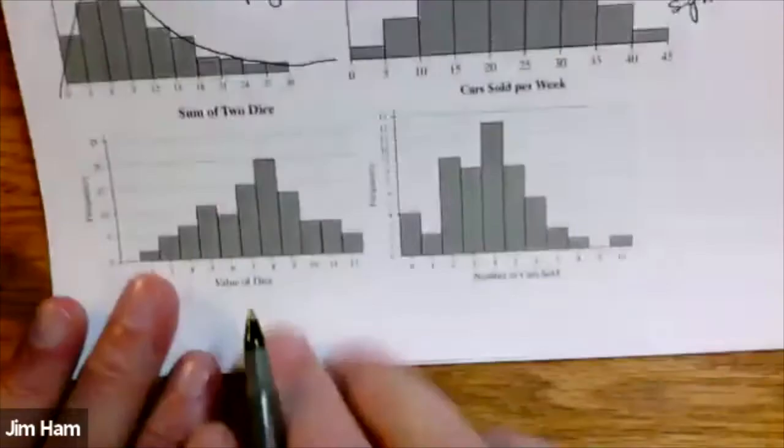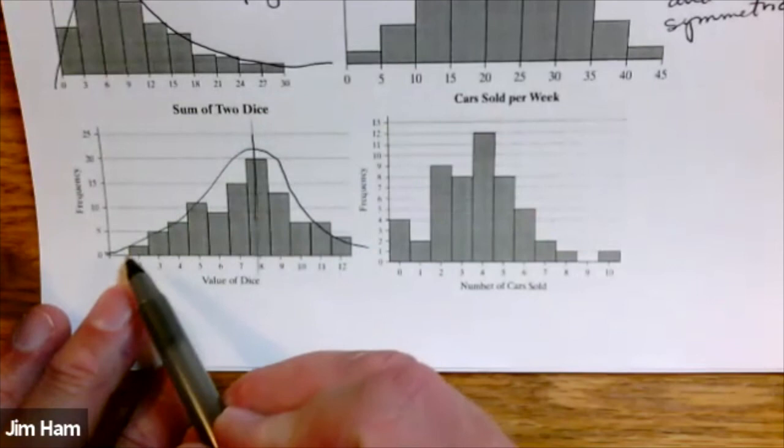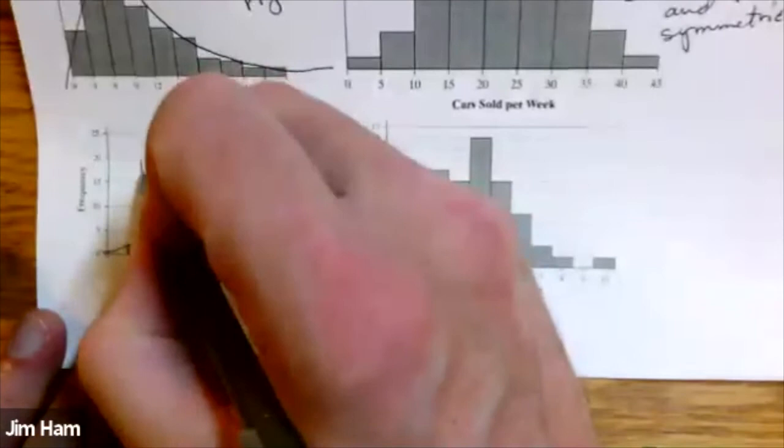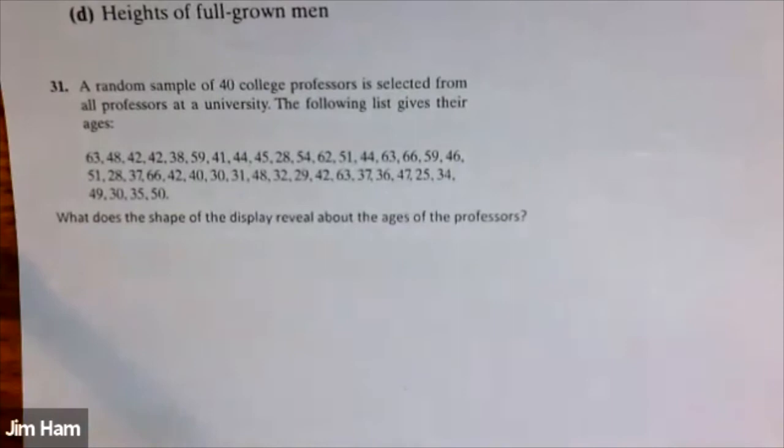Now what about this one here? Kind of high in the middle, low as you taper out. It might be a little bit skewed to the left, but not much. See, they don't all conform perfectly to one shape. So I probably would call this one bell-shaped, slightly skewed left. They'll usually ask you that question. If they give you a data set, they're going to want you to sketch the histogram and then determine the shape.